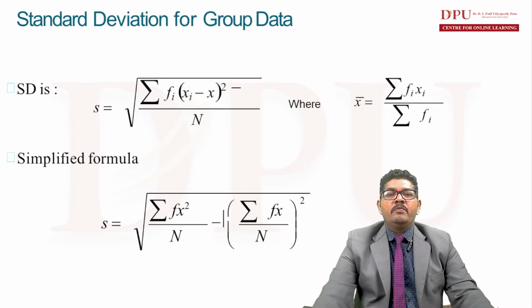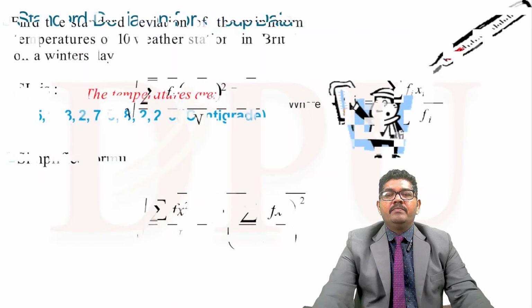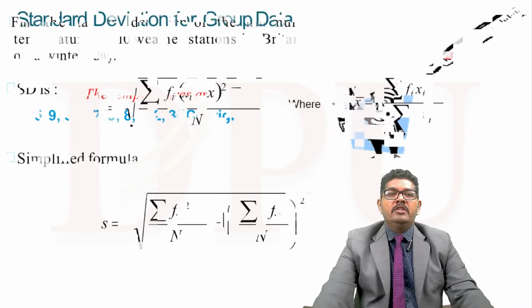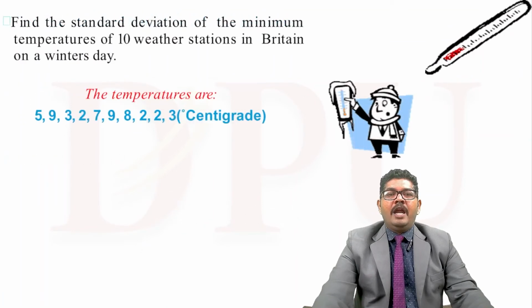Standard deviation for grouped data: in case of a frequency distribution, we have to multiply the squared deviation by frequencies, then we divide it by n. Find the standard deviation for the minimum temperatures of 10 weather stations in Britain on a winter's day. So let us calculate standard deviation, mean deviation and other measures of dispersion in the next part of the video.